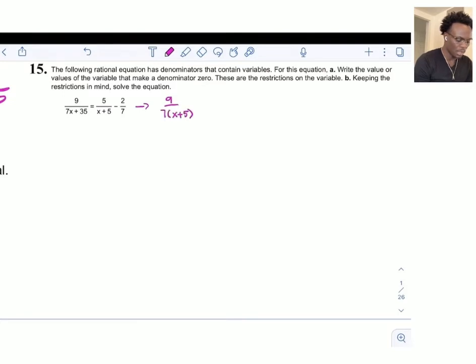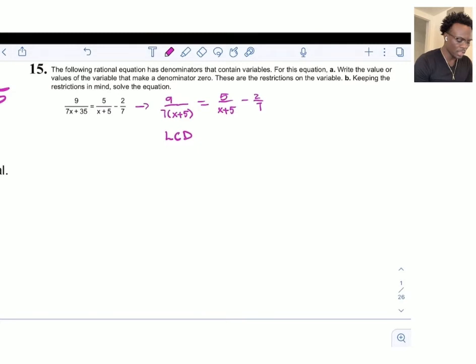And the rest remains the same. 5 over x plus 5 minus 2 over 7. Now, when I look, I see all my factors in the denominator are 7 and x plus 5. Since it's only 7 and x plus 5 in the denominator, my next move is to find the LCD, just like I did in number 14.